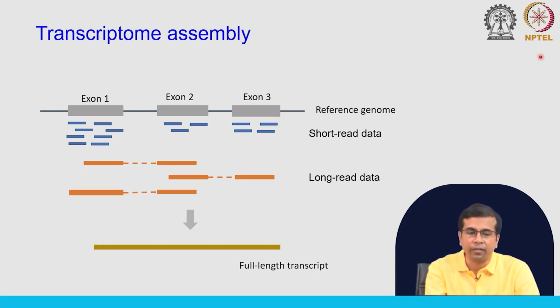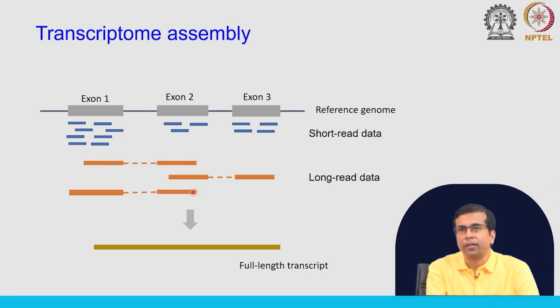This is summarizing what I just said. Imagine we have a gene with 3 exons, exon 1, exon 2 and exon 3, present in the reference genome, and we have short read data where reads are mapping to these regions within exons. Some reads might also map across a junction, but that will be quite rare in the case of short read data. In the case of long read data, in many cases you will see reads that span these junctions, which are splice junctions.